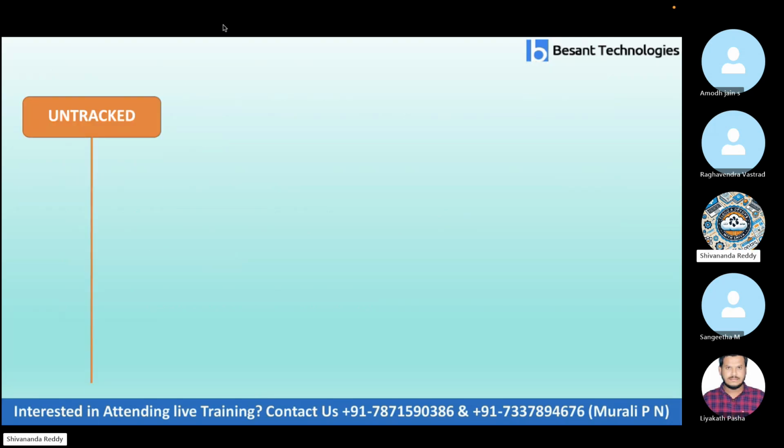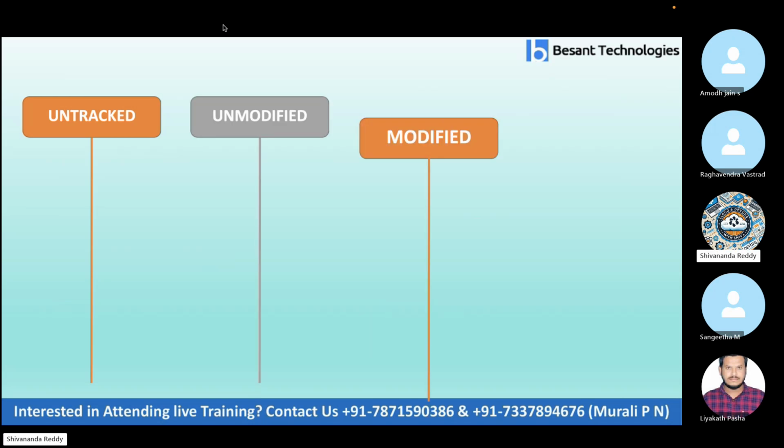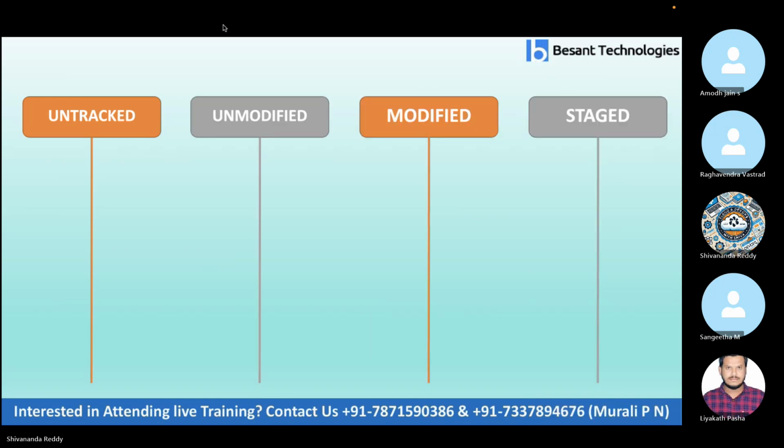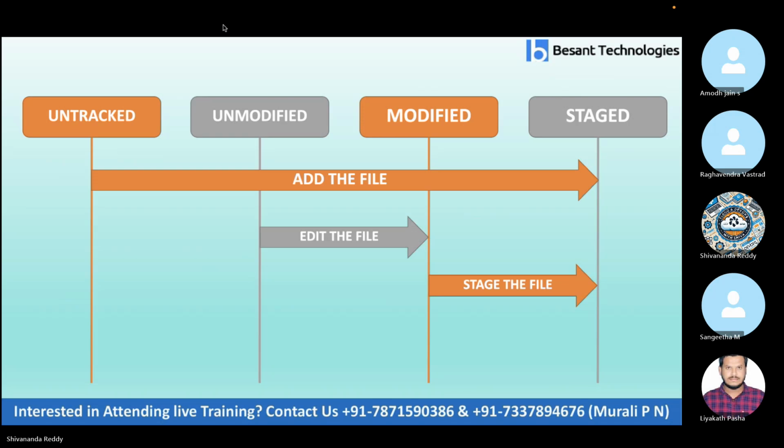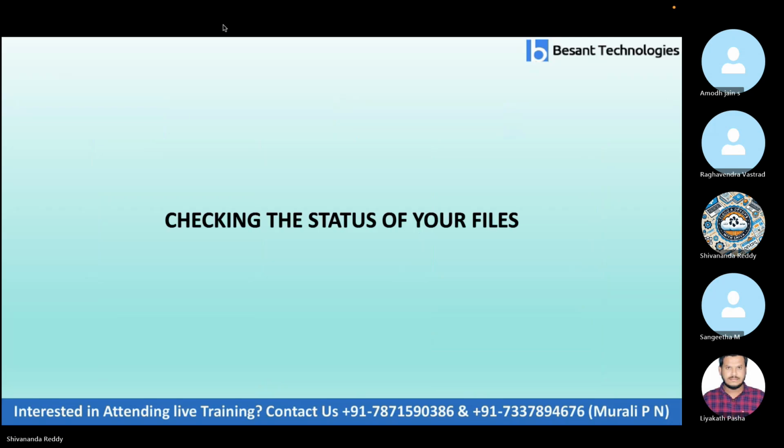Look at untracked, unmodified, modified, staged. So an untracked file, if you add the file, it will come to staged. Now edit the file, then stage the file, remove the file, commit the file. Like this, there's a life cycle of the files.